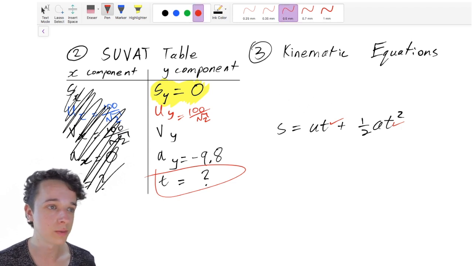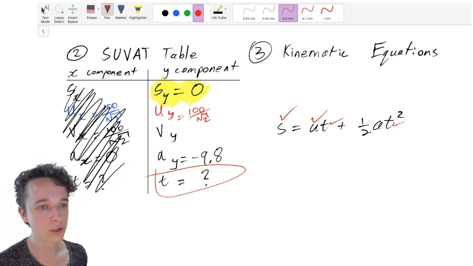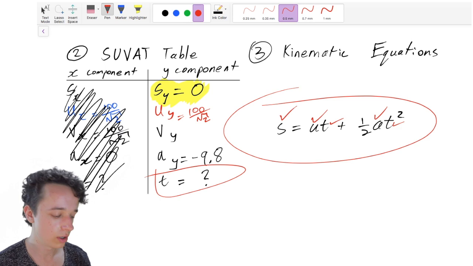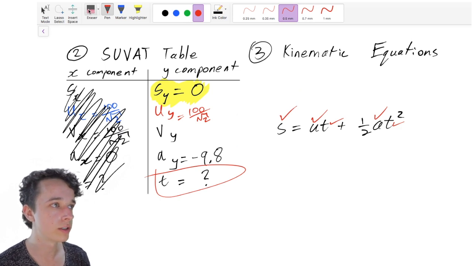Do we have an s? Yes, we do. It's 0 here. Do we have a u? Yes, we do. We're trying to find the t. Do we have an a? Yes, we do. It's negative 9.8. So we're going to use this equation, and we're going to use the y component data.